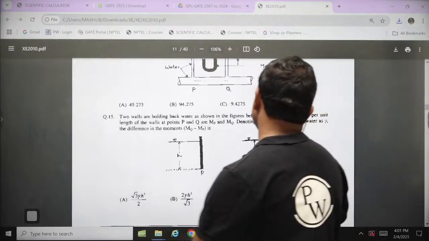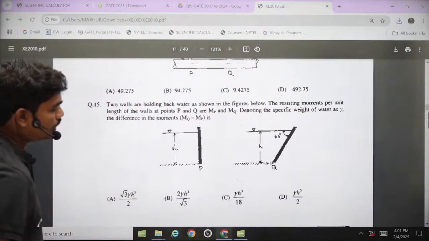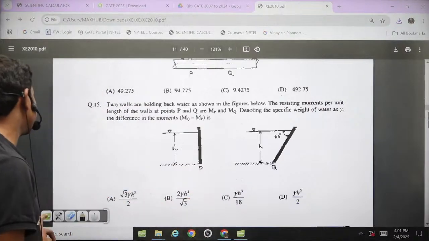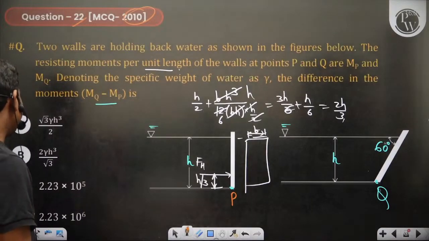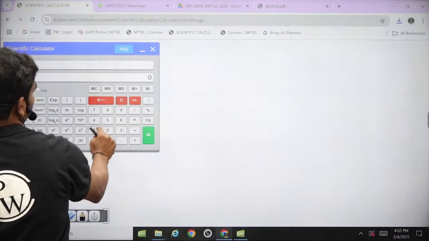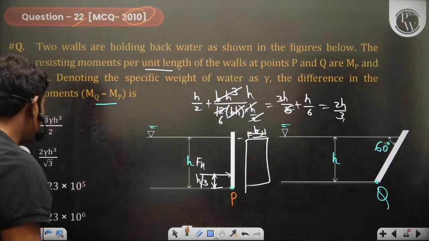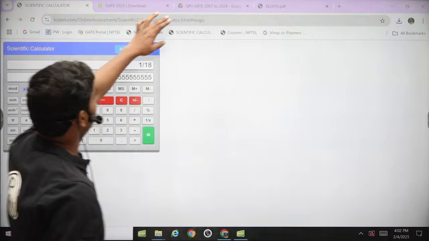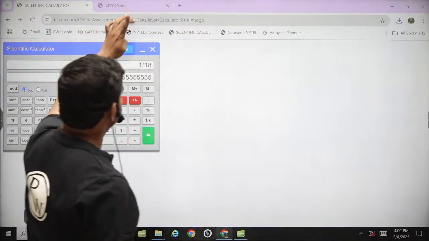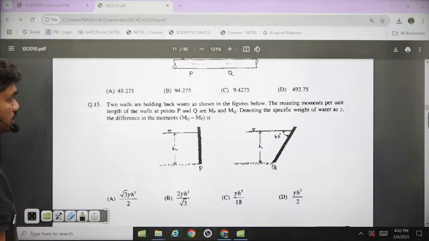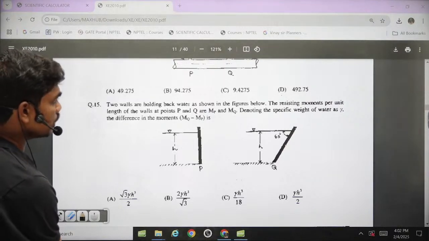Yeah, here it is. Okay, so gamma h cube by 18 and gamma h cube by 2. I think gamma h cube by 18 would be the correct answer, because if you look at the value, 1 by 18, so 0.05. Oh, and what's the next one? Gamma h cube by 2, 2 gamma h cube by 3. Is it? Angle is 60. MQ minus MP.